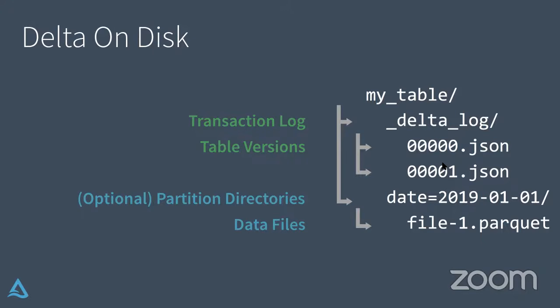So as you add more and more data into the system, more transactions to the system, there are more transactions, i.e. .json files that show up to represent each transaction.